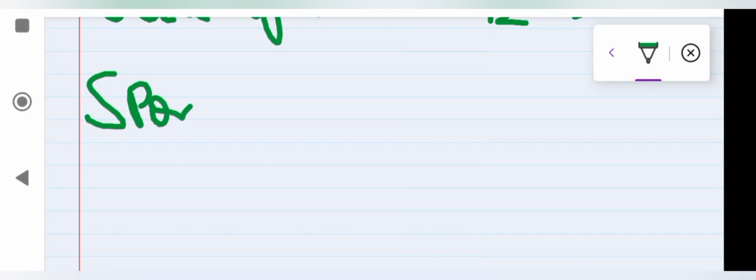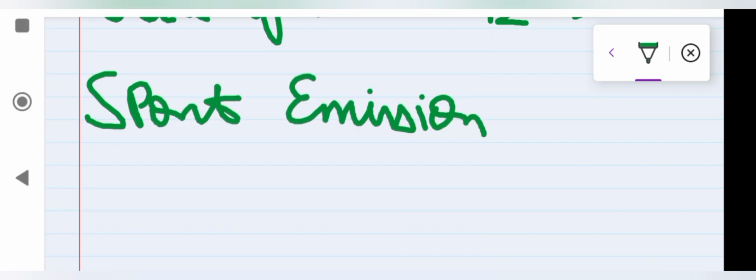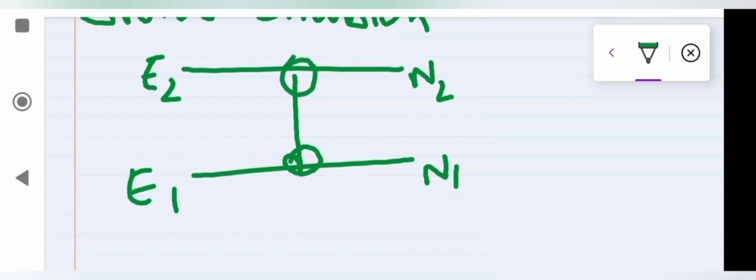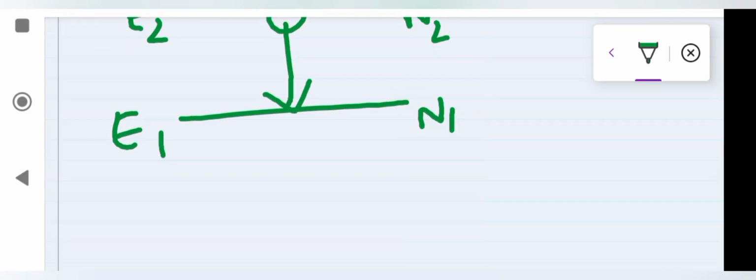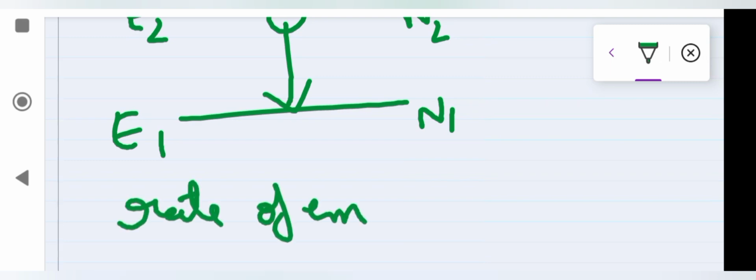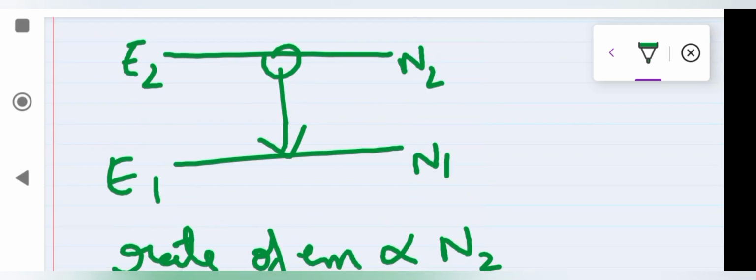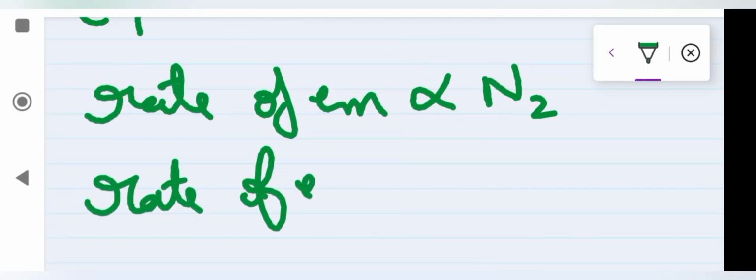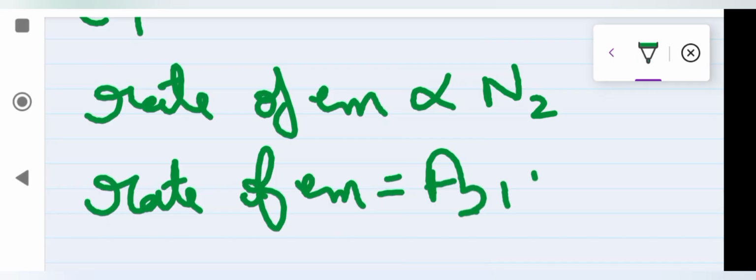Similarly, next we'll go for spontaneous emission. In spontaneous emission, the particle is coming from E2 to E1. Here N2, here N1, and particles come from here to here. Here we know that no energy is supplied. So the rate of emission will be directly proportional to N2. If there are more particles up, more particles will get emitted. So to remove the proportionality, rate of emission equals A21 N2. Here A21 is Einstein's coefficient of spontaneous emission.